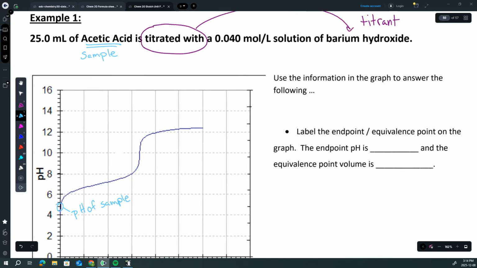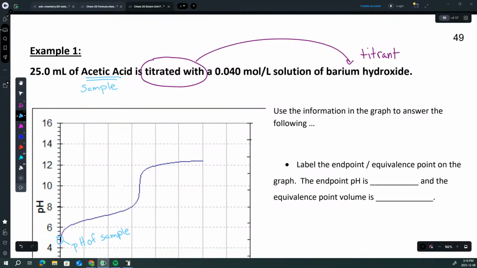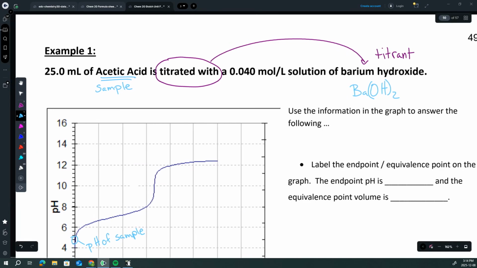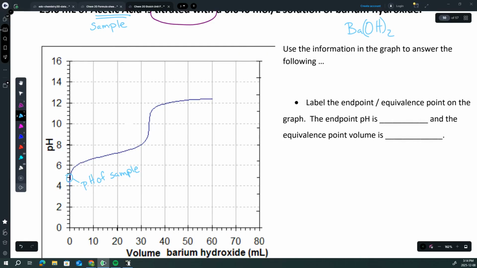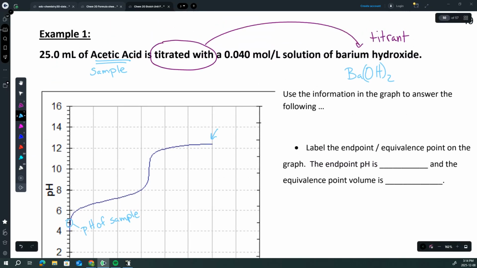Another thing that we can tell from this pH curve: barium hydroxide, well, that's a metal, the metal being barium, with hydroxide. Any metal with a hydroxide is going to be a very strong base, which if we look at our pH curve or titration curve, whatever you want to call it, you can notice that the curve ends at a pretty high pH, which makes sense if we're adding an incredibly basic substance here.